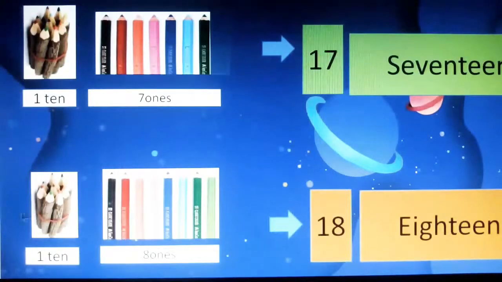1 ten, 8 ones. 1, 2, 3, 4, 5, 6, 7, 8. 1 ten, 8 ones, 18. E-I-G-H-T-E-E-N, 18.